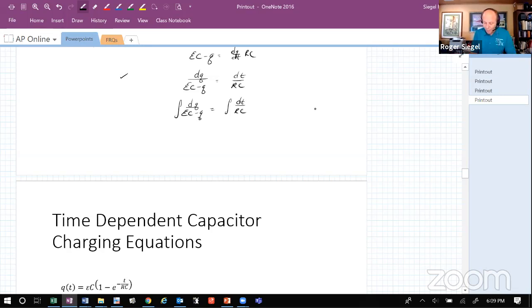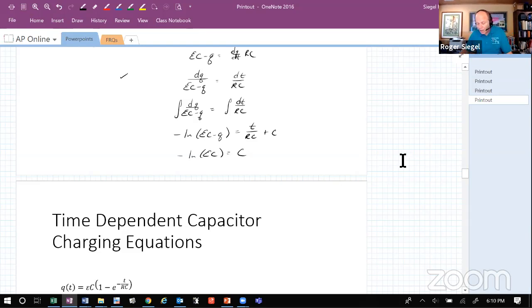All right, now on the left, you might recognize this as a logarithm. And so this is going to be the negative logarithm of EC minus Q. And on the right, we're going to get just t over RC. And just like you learned in calculus, never forget the constant. Now in this problem, at t equals 0, Q is equal to 0. So I'm going to say minus ln of EC is equal to C.